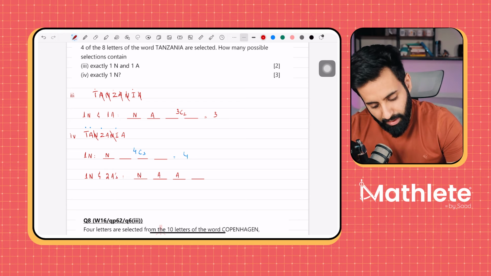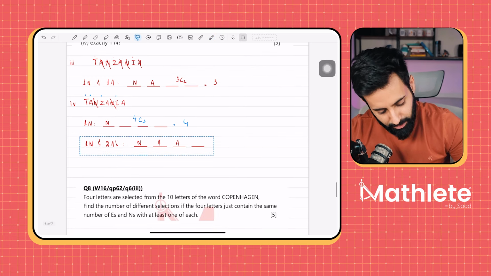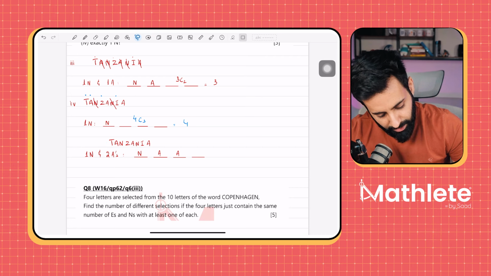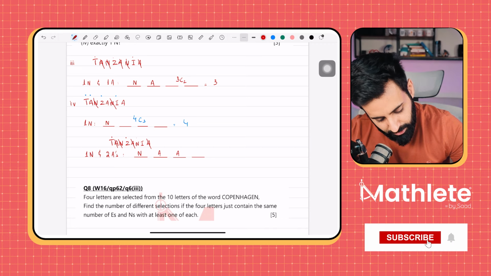Okay. Now, if we cross out the N's, once again, here also I should have written the word separately. So let's do that. So here's the word. So let's cross out the N. And since we have selected two A's, that means we cannot select the third. So we're going to cross that out as well. So what are the letters that we're left with? We're left with 1, 2, 3, and 4.